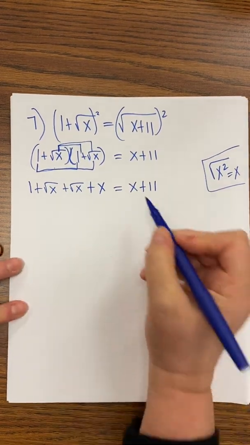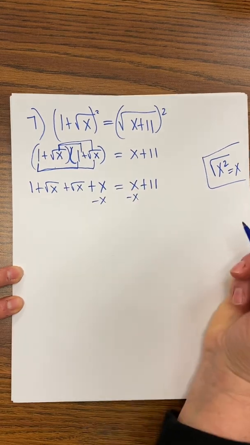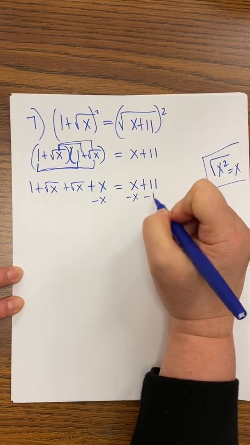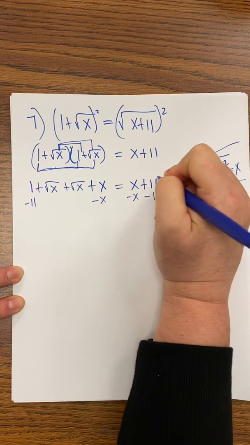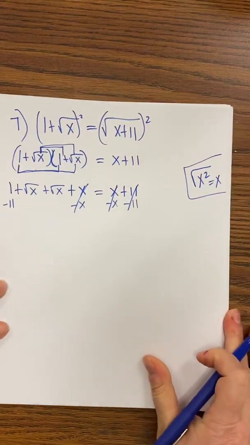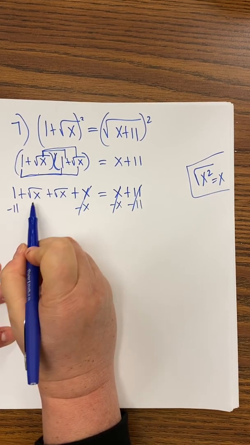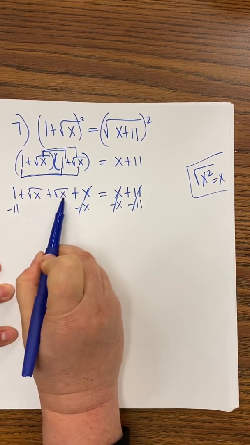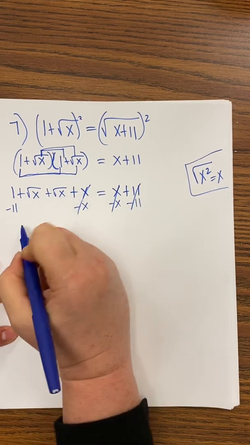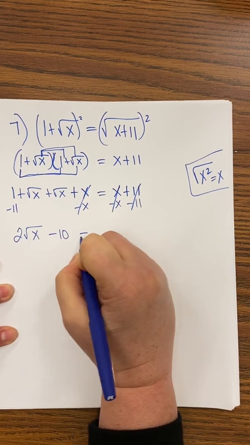So now we can move everything over. We can move our x over here with that x. We can move our 11 over here with that 1. So those cancel. Well, look, the x's cancel. 1 minus 11 is negative 10. There's 2 of these radical x's. So it's going to be 2 radical x minus 10 equals 0.